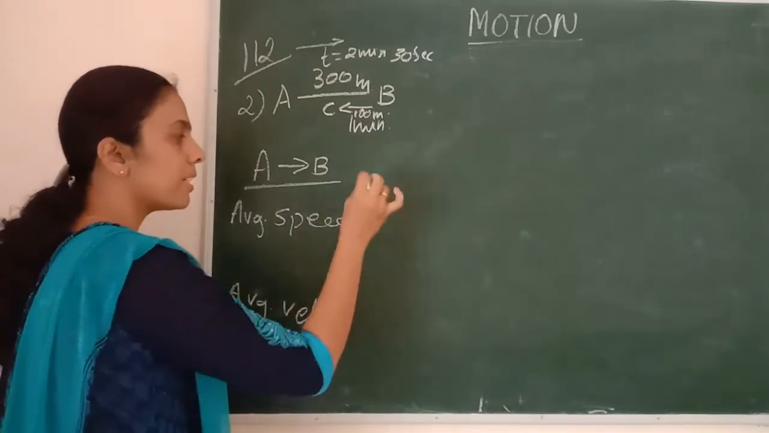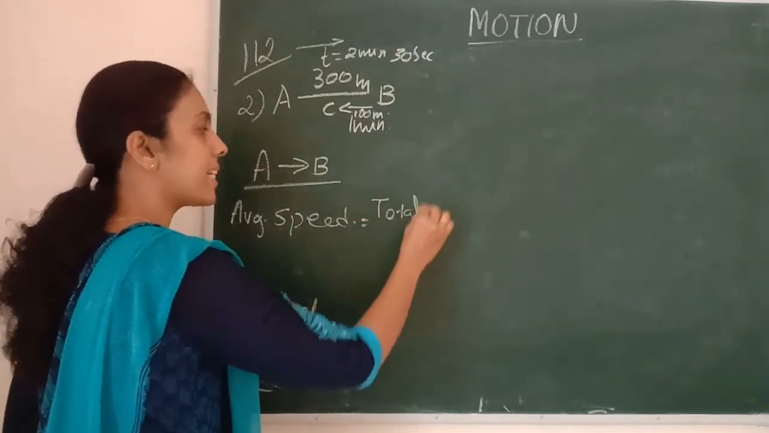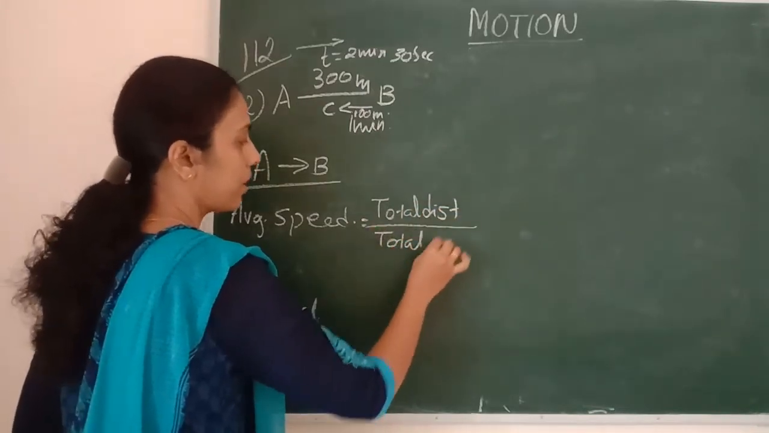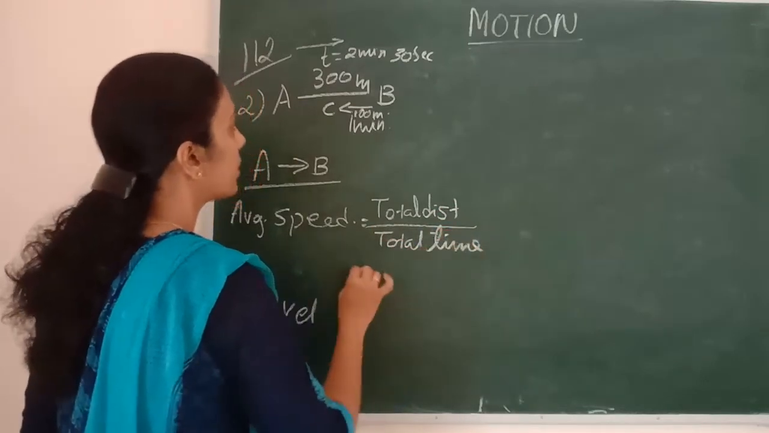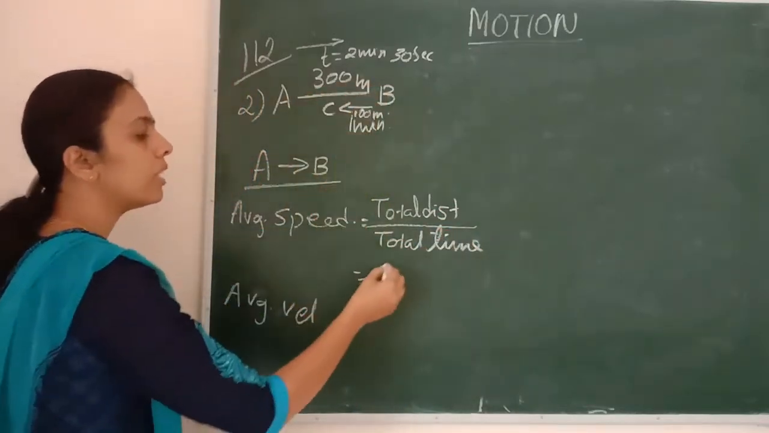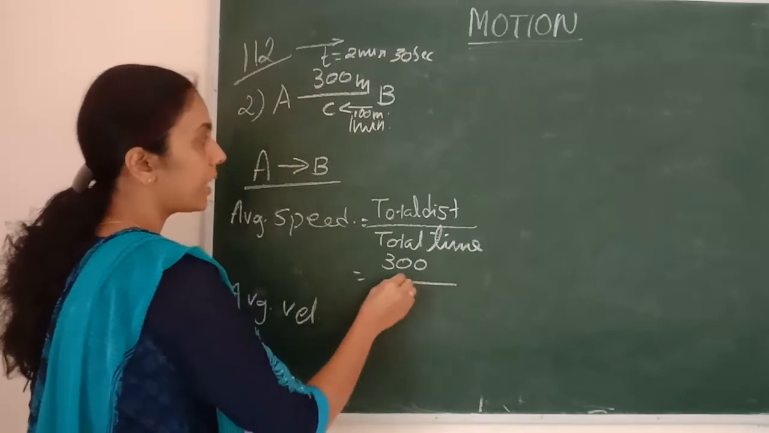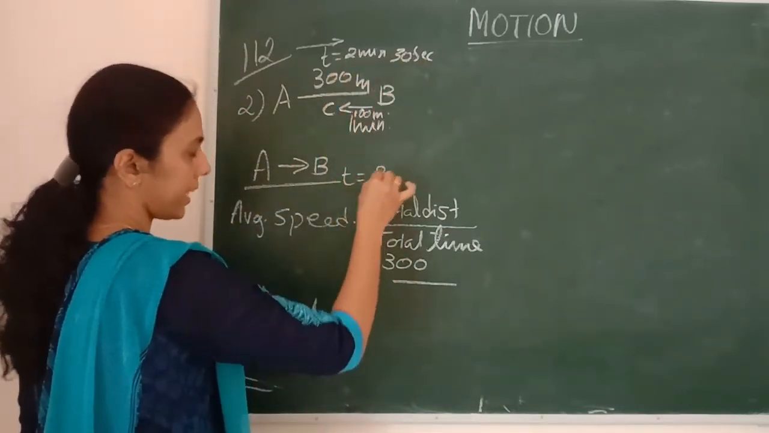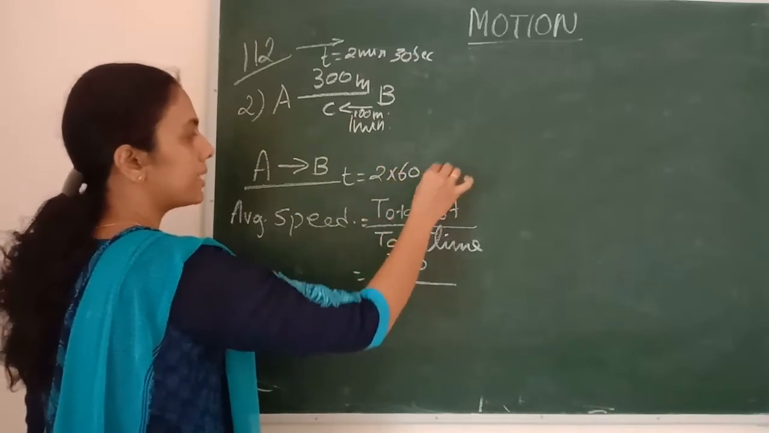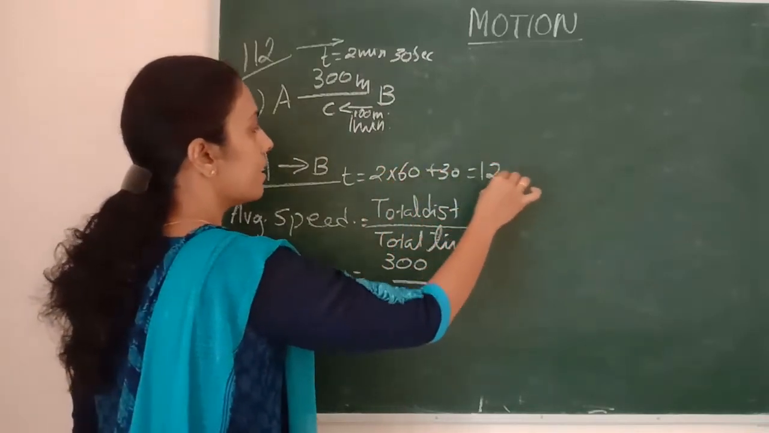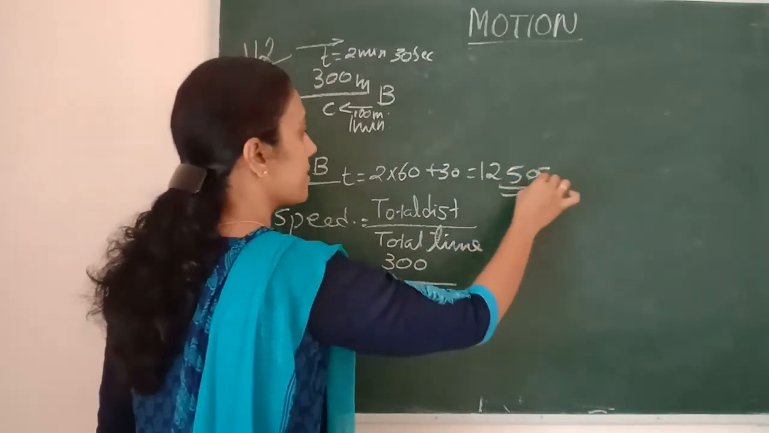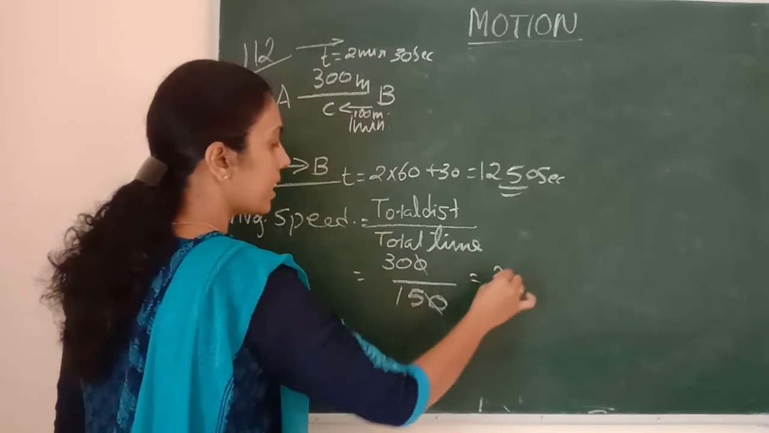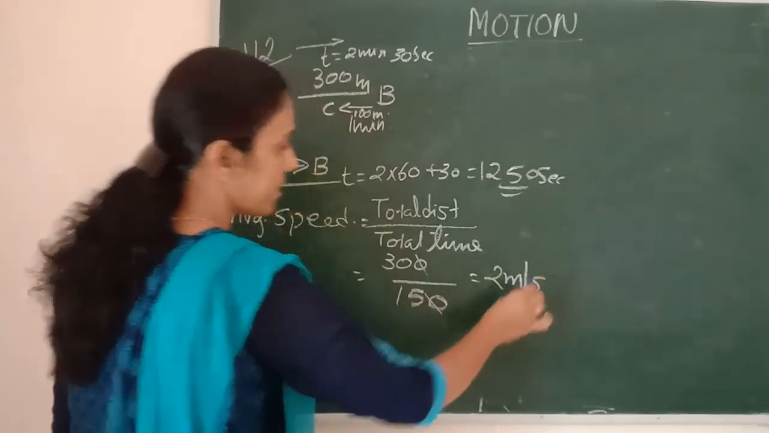Average speed means total distance travelled divided by total time. So what is the total distance travelled by the person here from A to B? 300 meters divided by, what is the total time for that? You should convert it into seconds. 2 into 60 plus 30. So you will get 150 seconds. So you will get 2 meter per second.